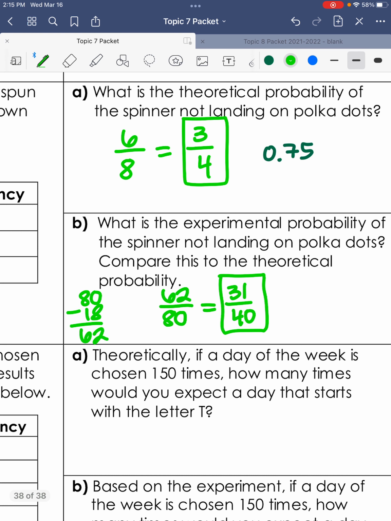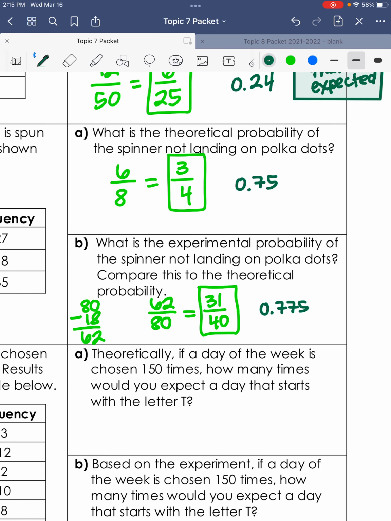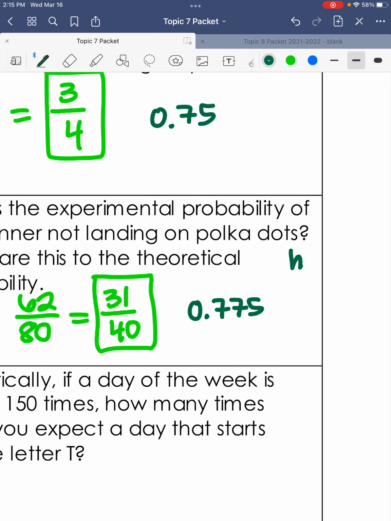But what is that as a decimal? So 31 divided by 40 is 0.775. So they're pretty close, but when I compare the hundredths place value, 5 to 7, I see that this one here is bigger. So that means that that probability is higher than expected.